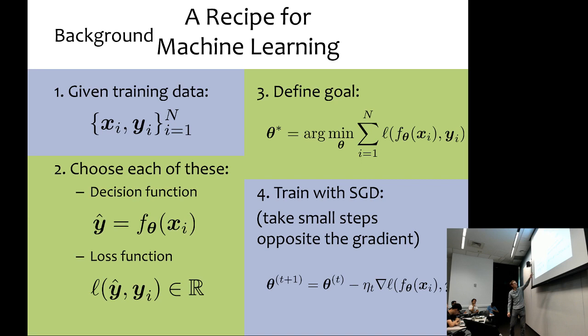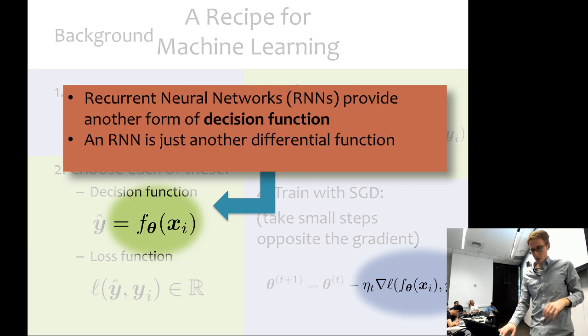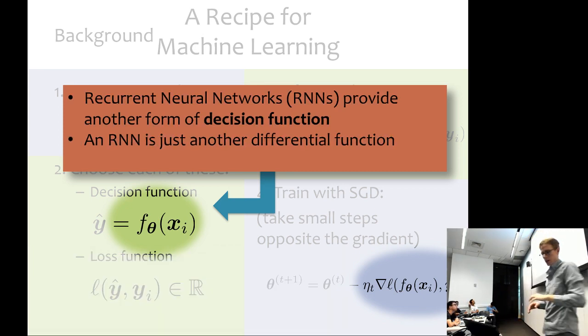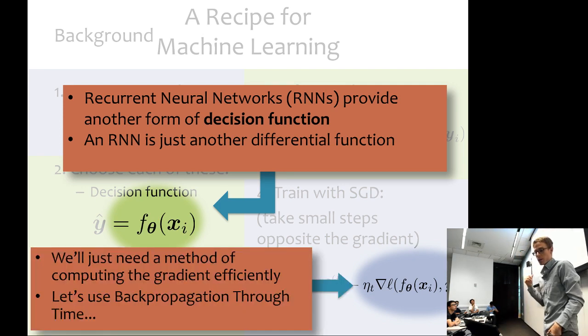And then we train with stochastic gradient descent, where at each time step we're taking a small step opposite the gradient of the loss of one of those training examples. Okay? So essentially recurrent neural networks are just some decision function, and they're just another differentiable function. And so when we want to compute the gradient, we can just use backpropagation.